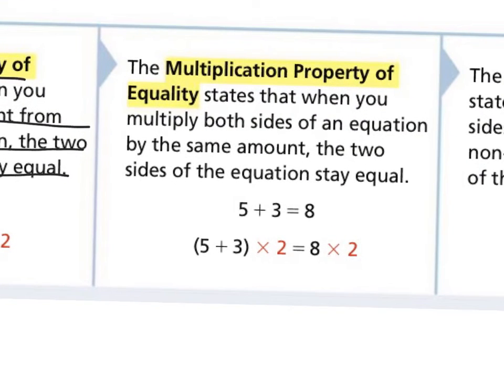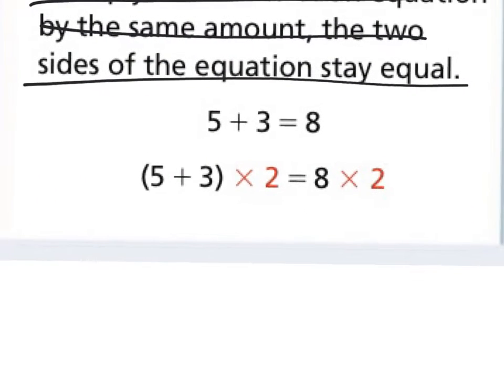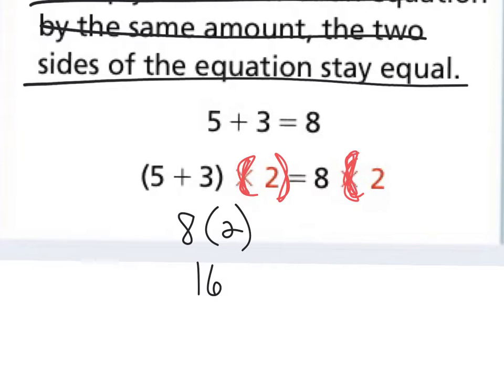Multiplication property of equality says when we multiply both sides of an equation by the same amount, the two sides stay equal. So 5 plus 3 equals 8. If we take that quantity times 2 on both sides, on the left side 5 plus 3 is 8. We'd do that first since it's in parentheses. And then 8 times 2 is 16. Probably better if we get away from using that multiplication symbol, so maybe using parentheses would be a good idea there, so we don't think it's a variable x. And then on the right side, 8 times 2 is 16, so that works.